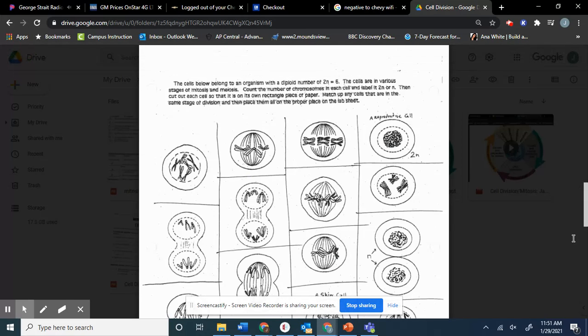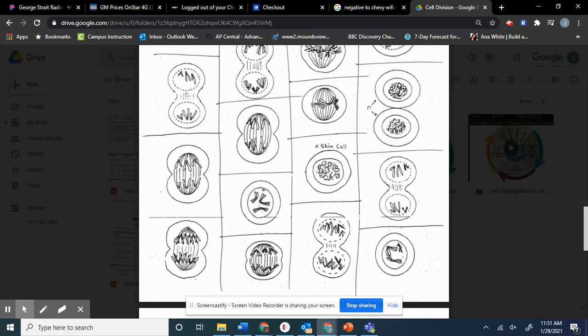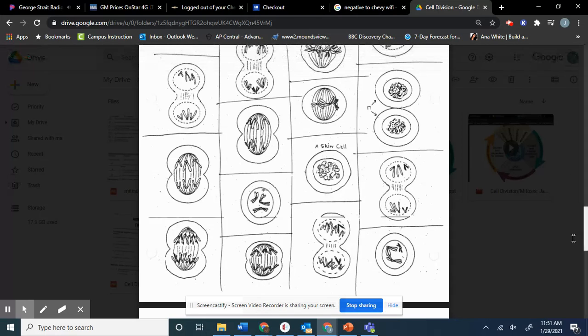Diploid, right? Why do we know? Why do we say diploid? Because there's 6 X's. Okay, what about this one right there? What would you say, diploid or haploid?